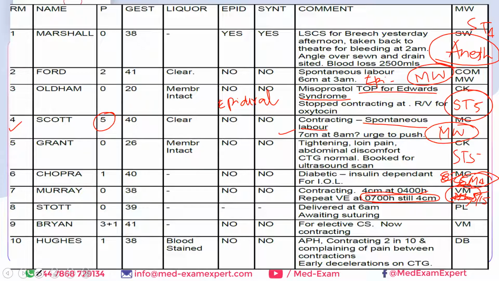For this patient, I will inform my consultant, and I will inform my anesthetist, as she is having delayed progress in labor. Okay.